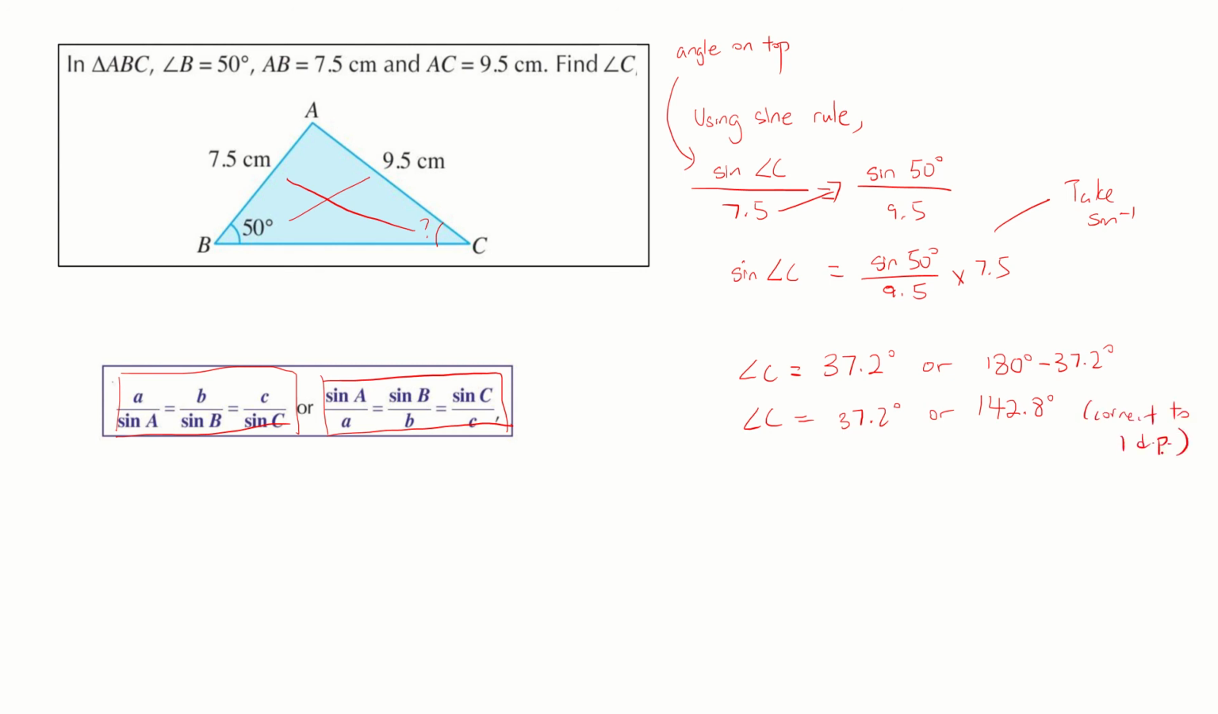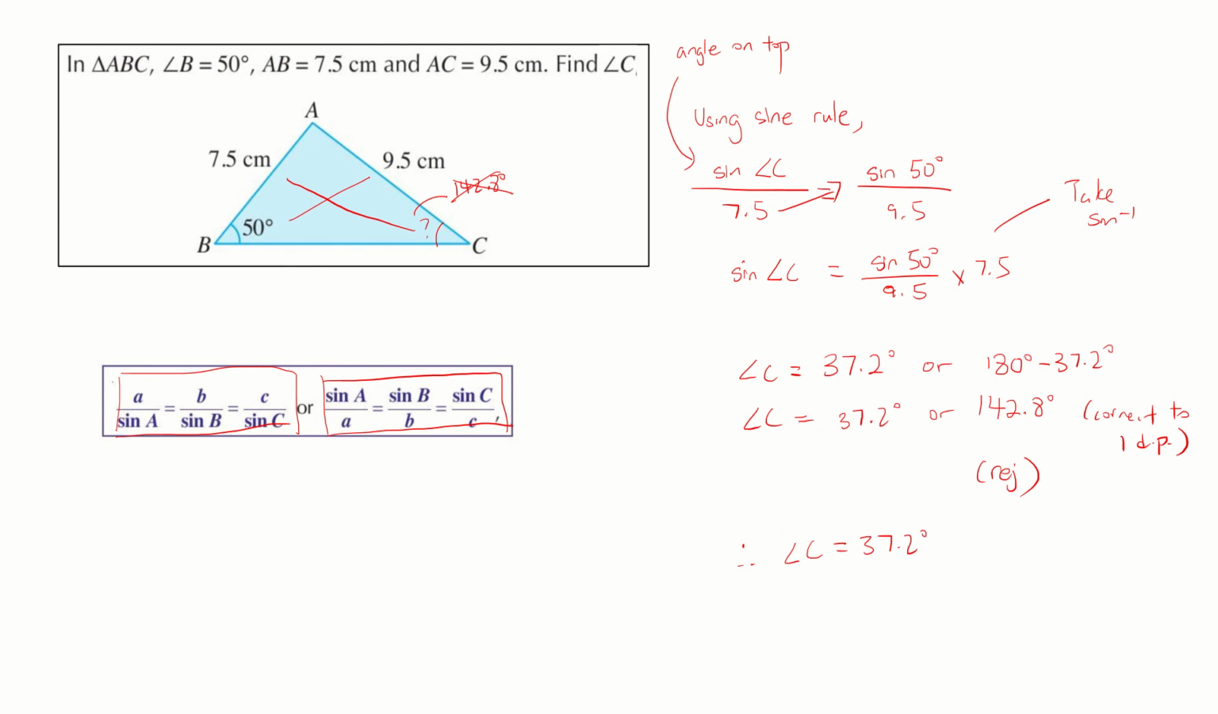But I'm not going to accept both answers. The reason is very simple. If I take my angle C to be 142.8 degrees, then 142.8 degrees plus this 50 degrees will actually burst the 180 degree limit. It will be more than 180 degrees already. So this is not possible, so I'm going to reject this. So my answer would be angle C is 37.2 degrees. And I'm done with the question.